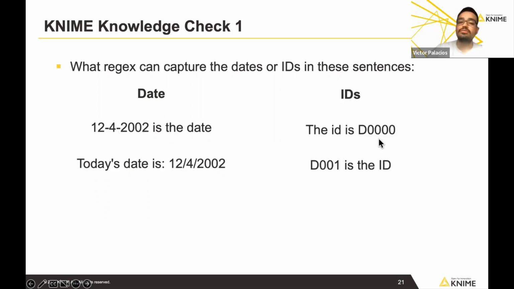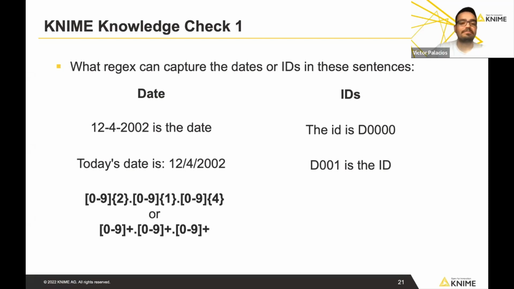Then for the IDs, for instance, I want to find capital D and then some string of numbers. But notice here there are 4 numbers, but over here there are 3 numbers. So I'm not always sure how many numbers this ID will have after it. And over here, I need to include regex that allows me to not worry about a dash or a slash. So what could I write? For instance, I could write either of these 2 patterns.